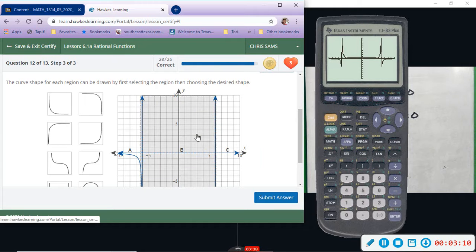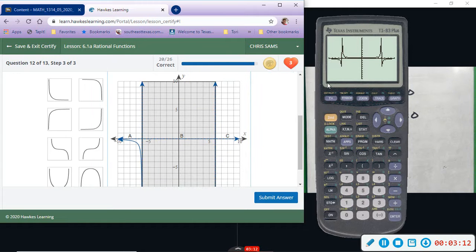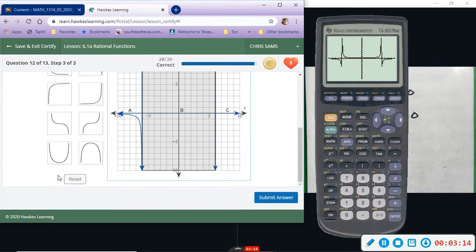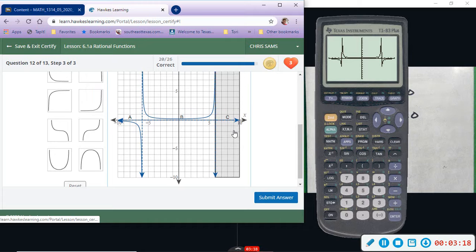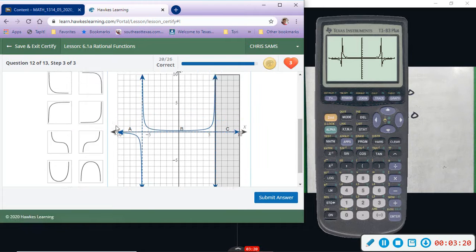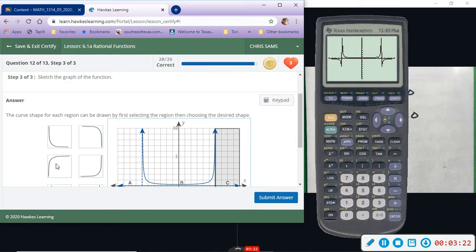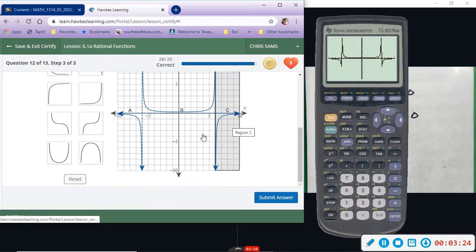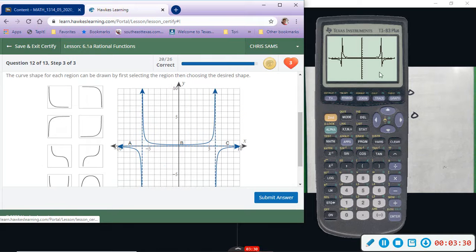Alright, in the middle, I want the U-shaped parabola. So that would be this piece here. And then in this last section, I want this piece. Okay, so just kind of make it look like your graph. The calculator doesn't extend it all the way, but this graph does. This is how it should look when graphed.